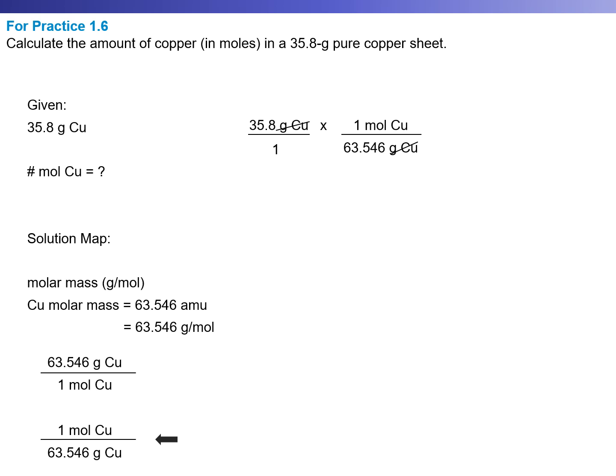So I'm going to do an intermediate step here and do some math, and I'm going to basically multiply 35.8 by 1 mole of copper, and that's going to give me 35.8 moles of copper, and multiply 1 by 63.546, and that gives me 63.546. And now at this point, all I have to do is divide 35.8 by 63.546, and my answer is 0.563 moles of copper.